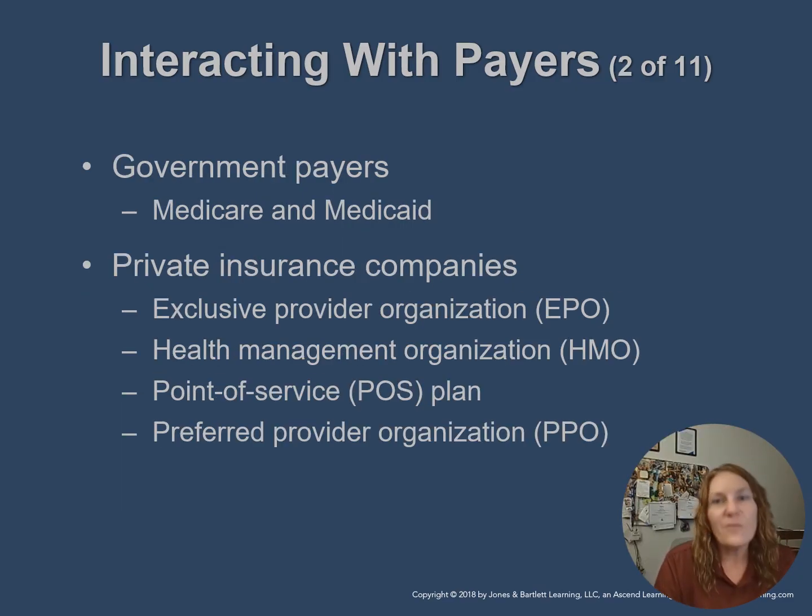Medicare is a federal program that provides health care insurance for adults over 65, or adults and children with disabilities, no matter what their income. Medicaid is a joint state and federal program that provides health care insurance to adults and families with low incomes.